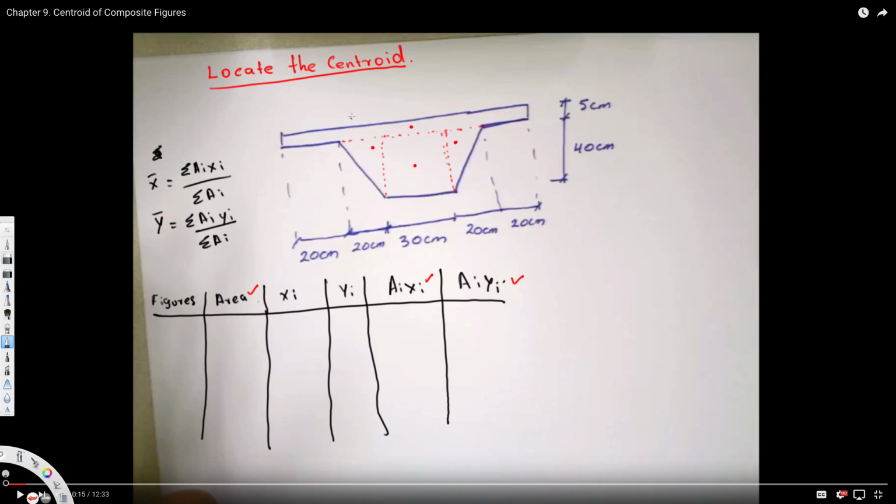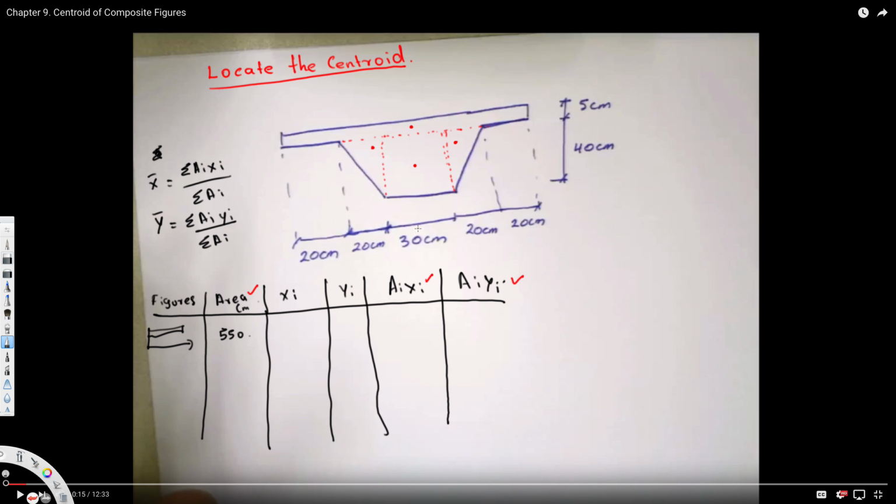First of all, I take this rectangle right here. The area of the rectangle is length times width. In this case, the total length, if you add them together, is 20 plus 20 is 40, 40 plus 30 is 70, 70 plus 20 is 90, 90 plus 20 is 110. 110 multiplied by 5 is 550. So 550, and let's put the units right here.